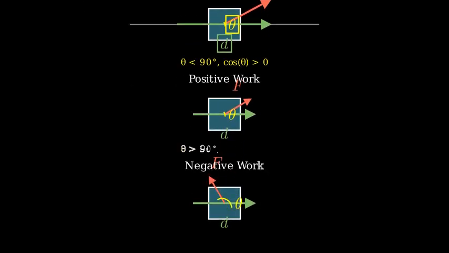If the force has a component in the opposite direction of the displacement, where theta is greater than 90 degrees, the work done is negative. This force removes energy from the object, often slowing it down. Friction typically does negative work.